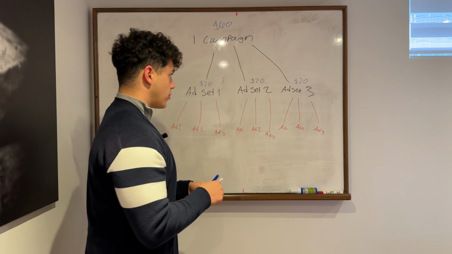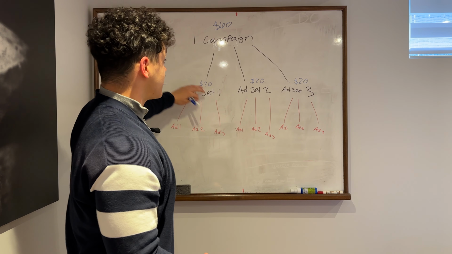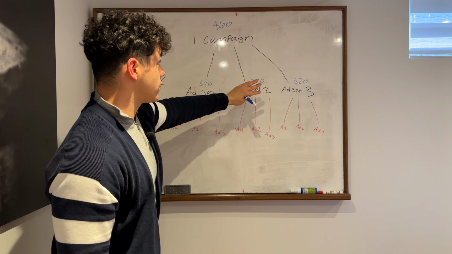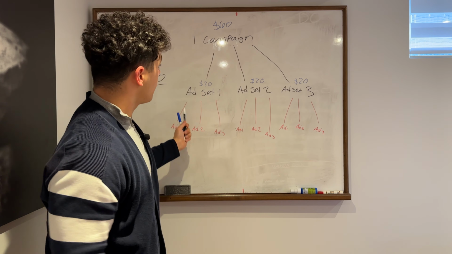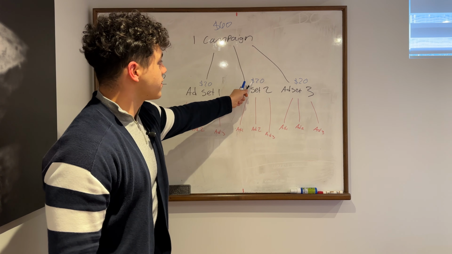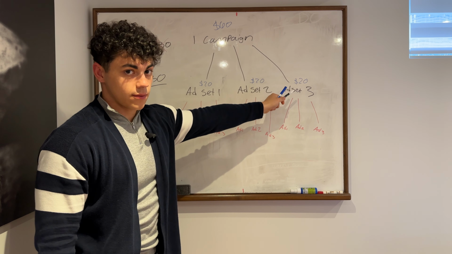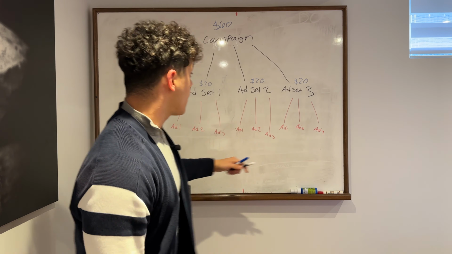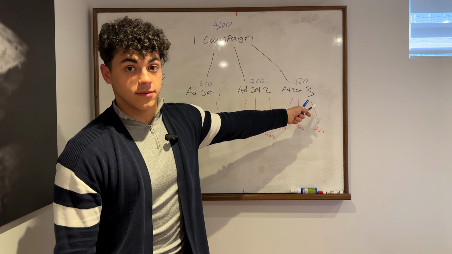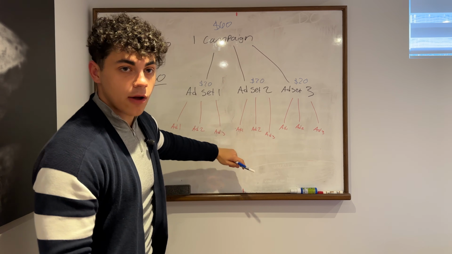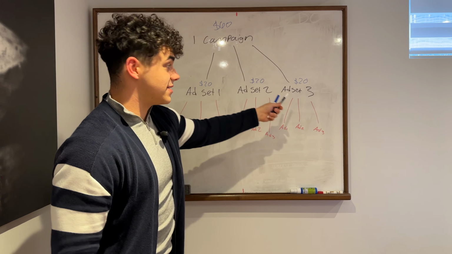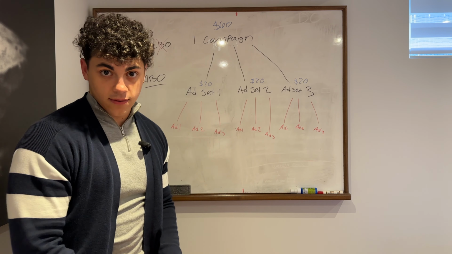So for example, with CBO, if ad set 1 is doing better than ad set 2, it might spend for the day, let's say, 30 on this one, 10 on this one, and 20 on this one. Or if ad set 1 is doing better than all of them, maybe it'll do 40, 10, 10. So it spreads out the $60 budget you have for the day between the ad sets. But we don't want that. That's not what I'm doing.